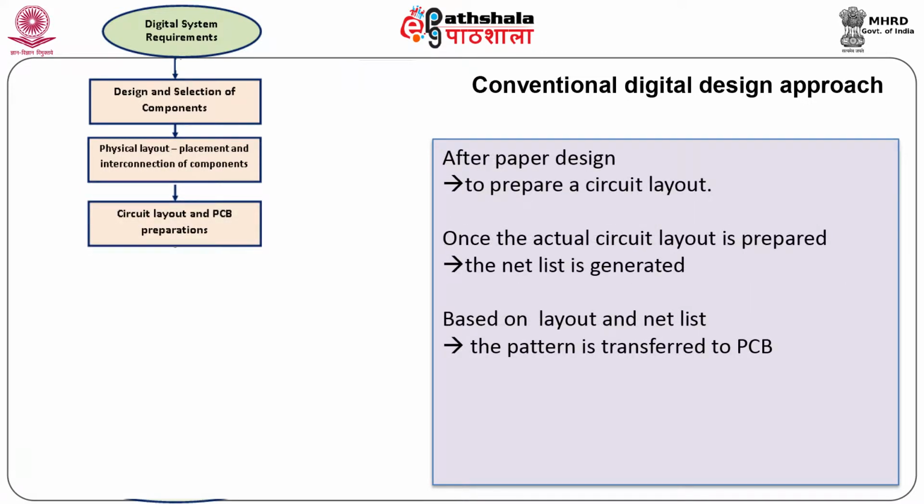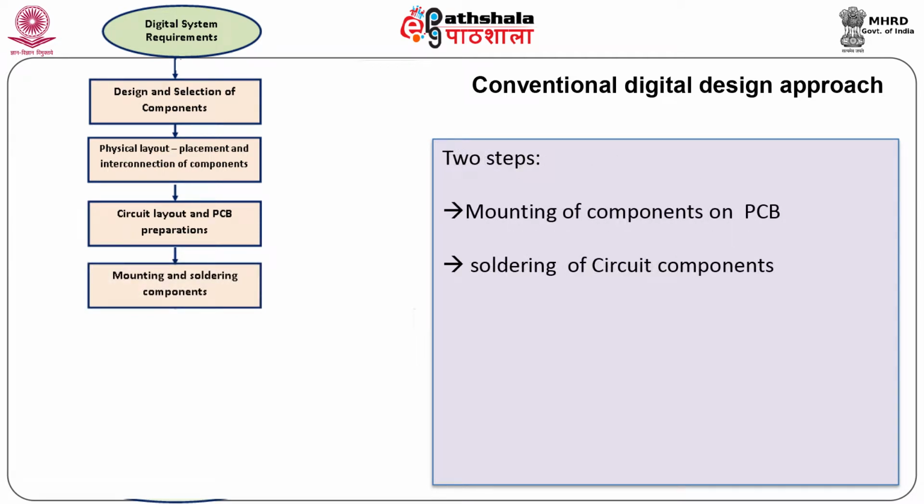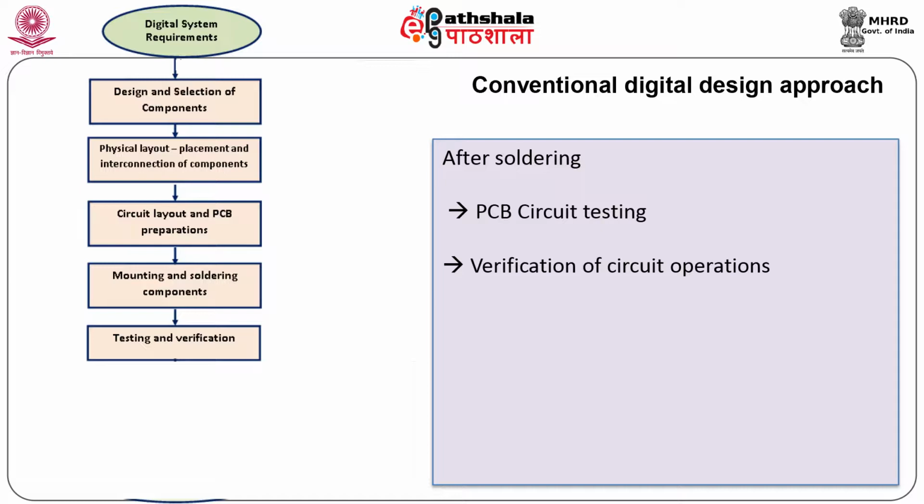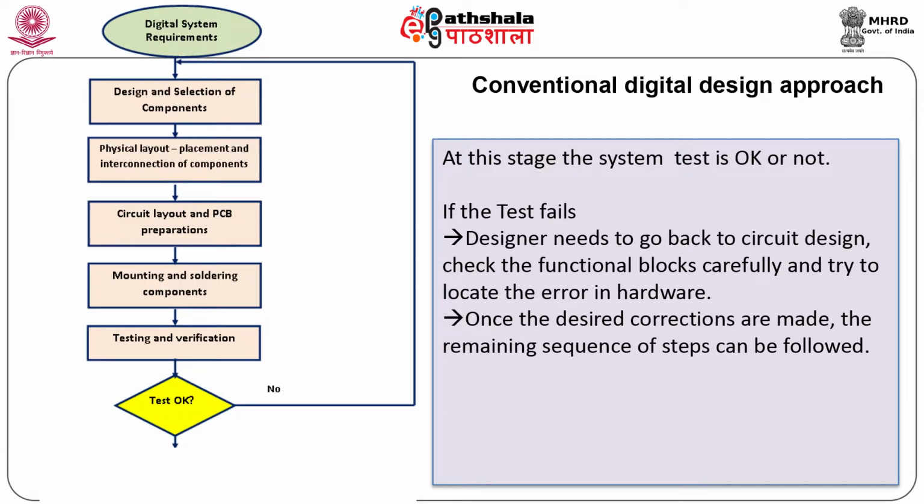The next step after paper design is to prepare a circuit layout. Once the actual circuit layout is prepared, the netlist is generated, and based on the layout and netlist, the pattern is transferred to the printed circuit board. All the selected components are placed at their positions and then the circuit components are soldered. After finishing the soldering, the circuit on the PCB is tested and verified for desired operation. At this stage, we check whether the system test is OK or not.